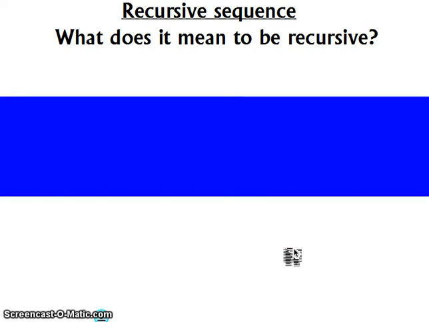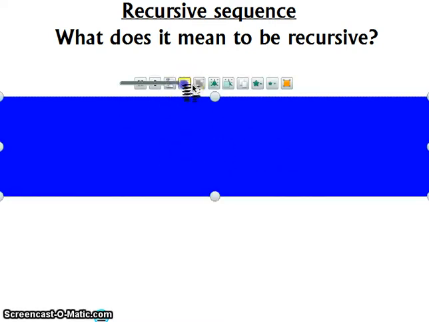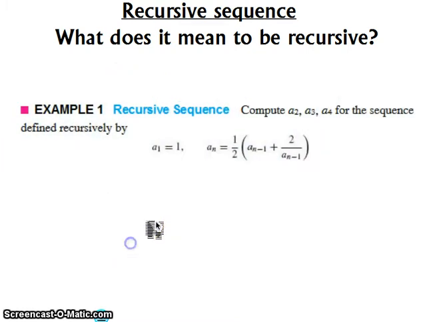If you think about it, the first term is given, and the nth term, a sub n, is computed in terms of the preceding term, a sub n minus 1. So if you look at this first recursive sequence, here's a sub 1, and here is the nth term of that sequence. And what we do is, if we're going to find, it asks us to compute a sub 2.